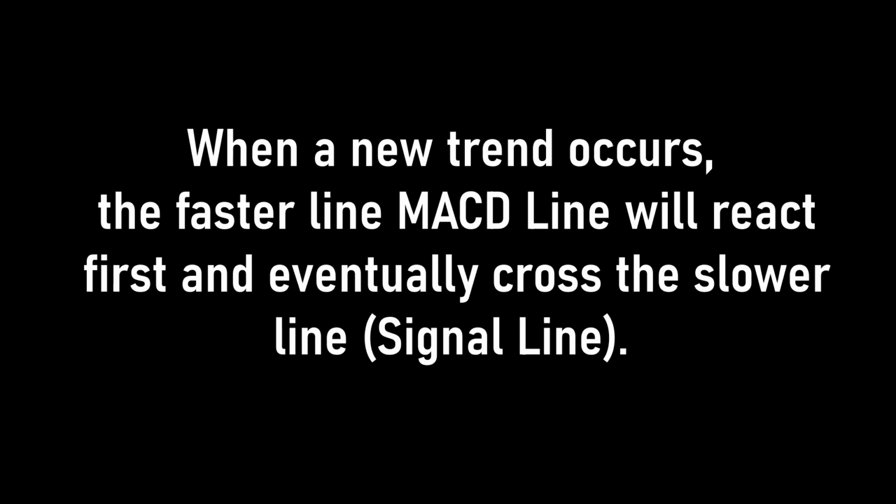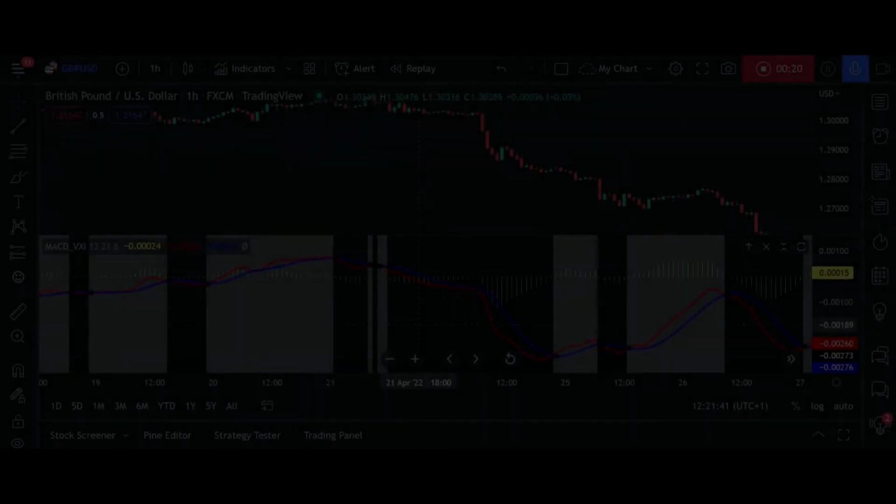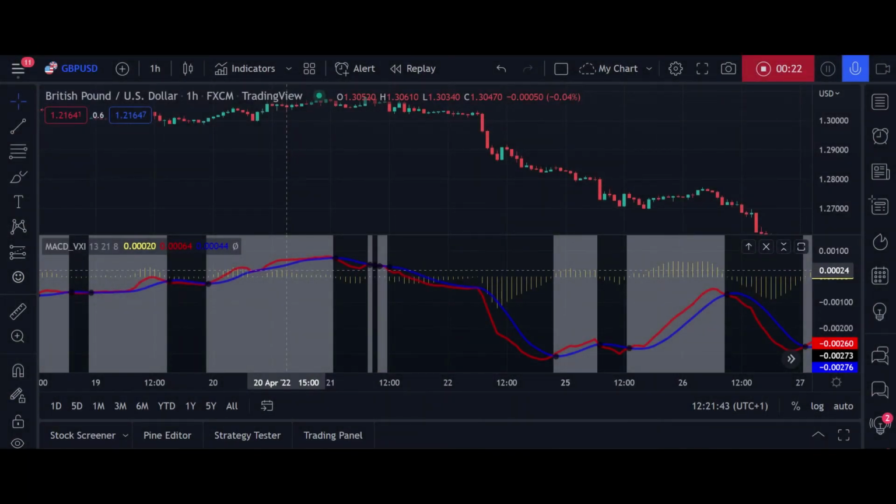When a new trend occurs, the faster MACD line will react first and eventually cross the slower signal line. When this crossover occurs, and the fast line starts to diverge or move away from the slower line, it often indicates that a new trend has formed. From the chart above, you can see that the fast line crossed under the slow line and correctly identified a new downtrend. Notice that when the lines crossed, the histogram temporarily disappears. This is because the difference between the lines at the time of the cross is 0.